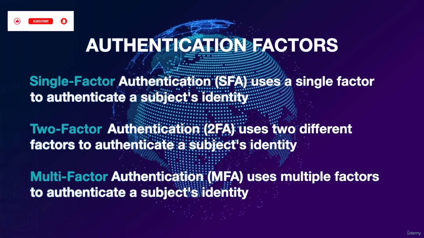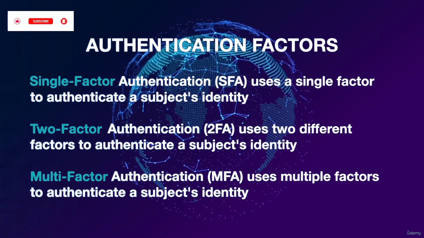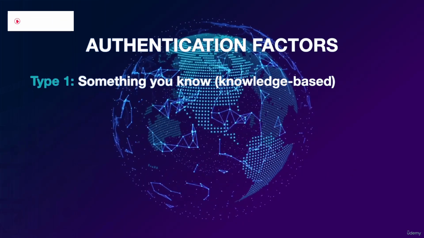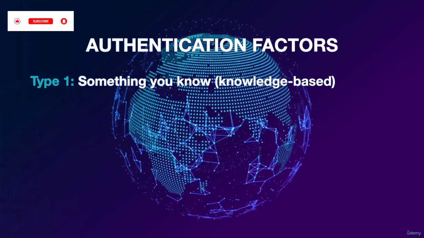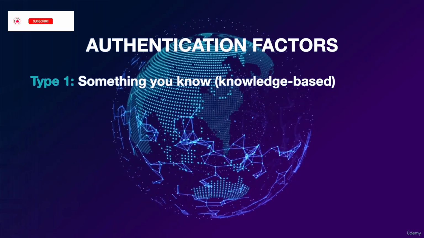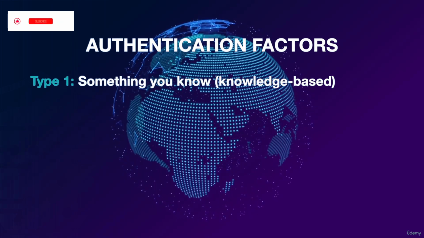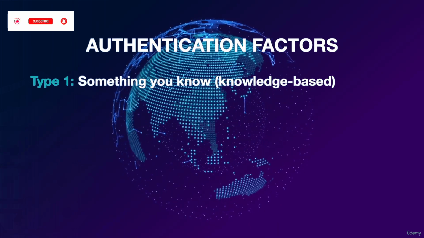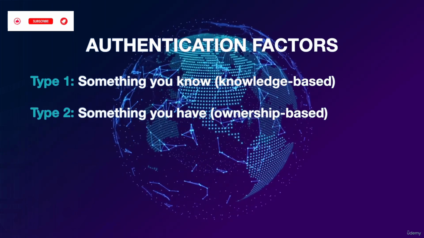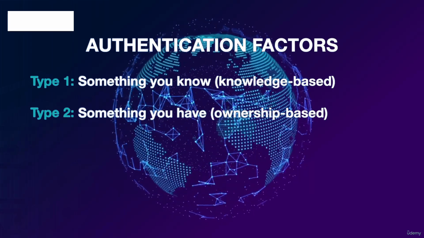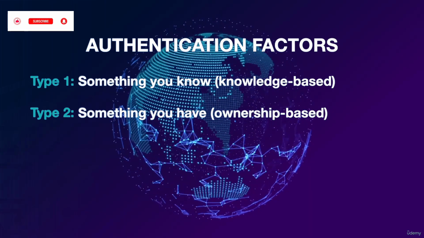Also, within the factors are the different types of factors. So, there's type 1, something you know. This is knowledge based. Something you have memorized. Something you know in your mind, right? Then, there's type 2, which is something you have, or ownership based. It's something that you have in your hand, something that you have on your mobile device, something you have on a desktop, something else other than something you know, right?